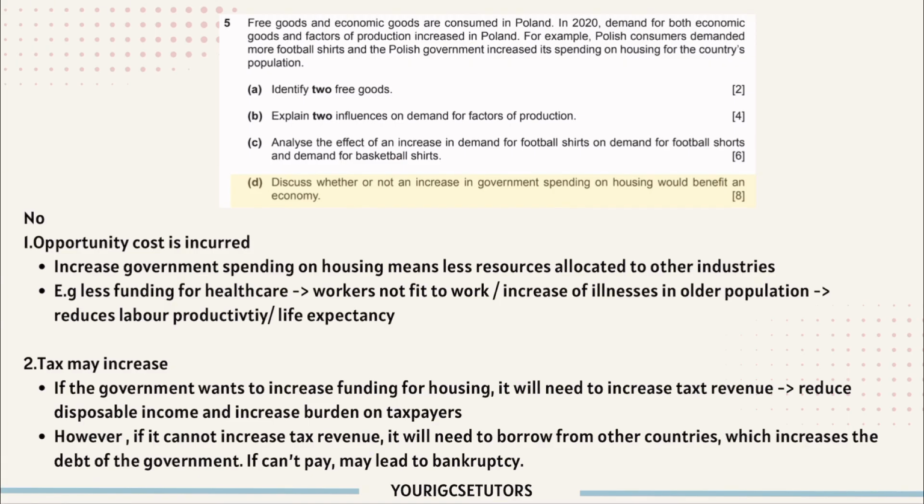However, if the government cannot increase tax revenue, it may need to seek alternative and borrow from other countries, which increases the debt of government. And if government fails to repay, this may lead to bankruptcy. Okay, so an example of country that has gone bankrupt is Greece. So you don't have to write this, but it's just general knowledge for you. So there's country also face bankruptcy.